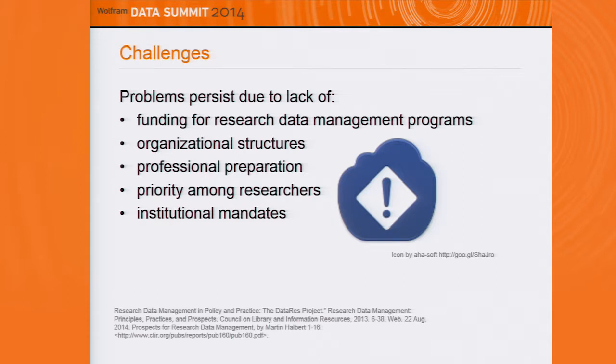Professional preparation. Are scholars being adequately trained in the importance of data management and curation? Priority among researchers. Researchers are rewarded for new research, not necessarily for managing pre-existing research. Even institutional mandates, the notion of large-scale data sharing, of cumulative sets of research to advance a larger research agenda, is a relatively new concept. It bumps up against certain institutional restrictions even, like IRB review. Some institutions can't share certain data. Some data is subject to more restrictions.